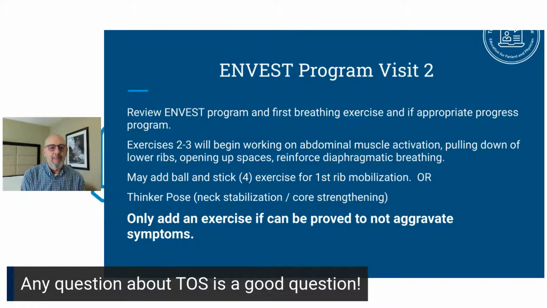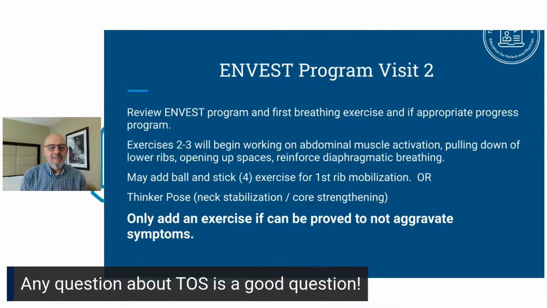So exercises 2 and 3 will begin to work on strengthening the abdominal muscles to help pull the rib cage down. When we pull the rib cage down, we're going to open up the thoracic outlet space, or start to, and we're going to reinforce diaphragmatic breathing in a different position, because in exercises 2 and 3, the legs are straight.